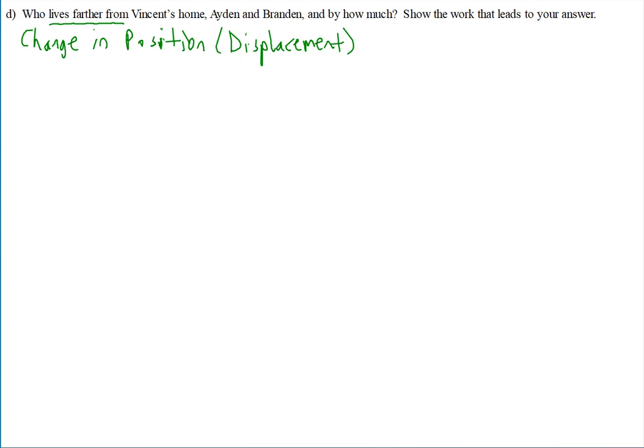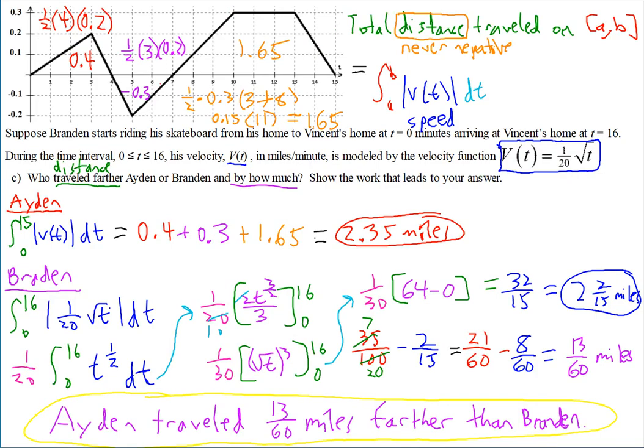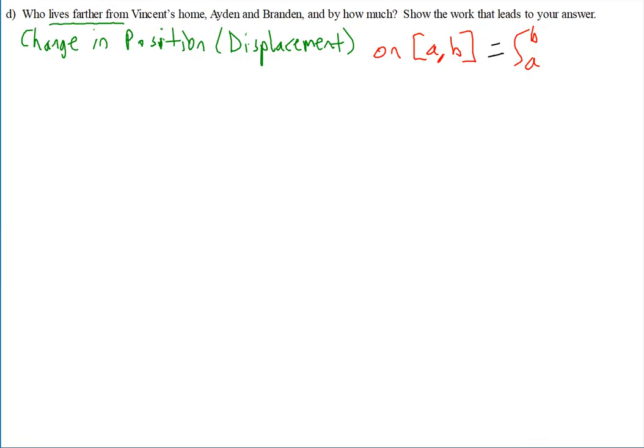And then on some interval from A to B. Again, since it's position, to go from velocity to position, you have to integrate velocity. So this one equals the exact same thing, the integral from A to B, but for displacement or change of position, you have to account for a velocity being negative, because that means Aiden's going back towards Vincent's house. So you still integrate from A to B, but now you only integrate velocity, not speed, because displacement, the change of position, could be negative. You have to account for that.